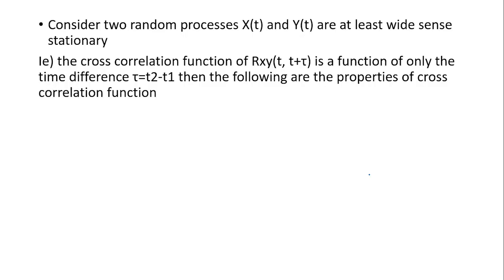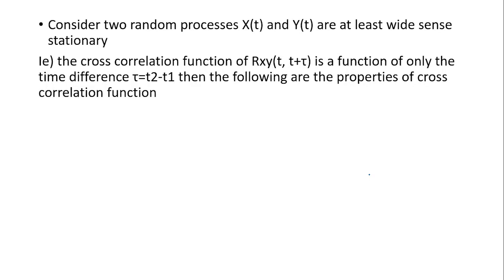In the previous video we saw the properties of the autocorrelation function. In autocorrelation, we're seeing the correlation, that is the similarity, between x of t, the same signal, and the shifted signal, x of t plus tau. Now cross correlation means we are taking two random processes, that is the relation or the correlation between the two random processes x of t and y of t.